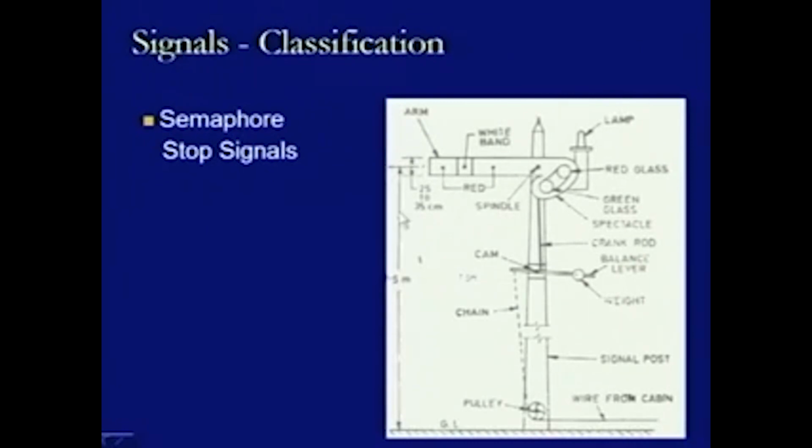Then on this side of the movable arm, we provide two glasses, red and green in color, and these are provided within this section which is known as a spectacle. At the back of this spectacle, a lamp is provided. So, this is the lamp shown at the back of the spectacle.